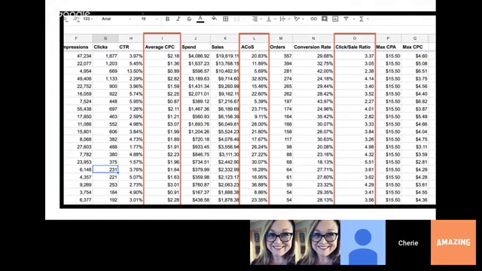Keywords are only going to be valuable to you based on their CPC and their conversion rate. And if they're valuable to you, you want every single sale that keyword could possibly give you.